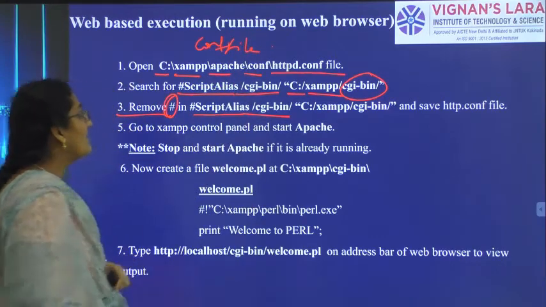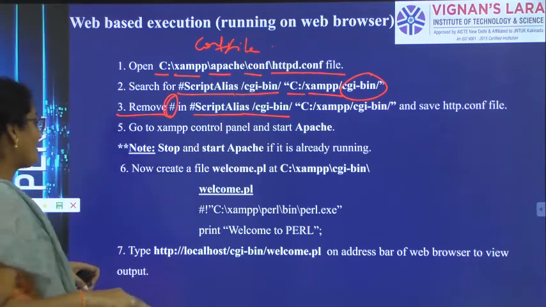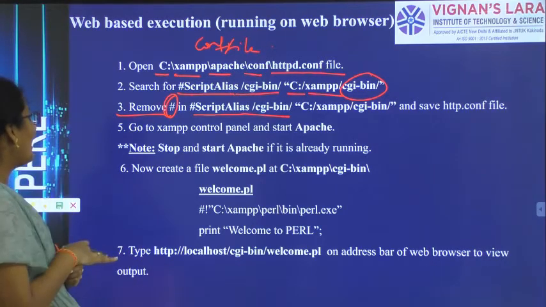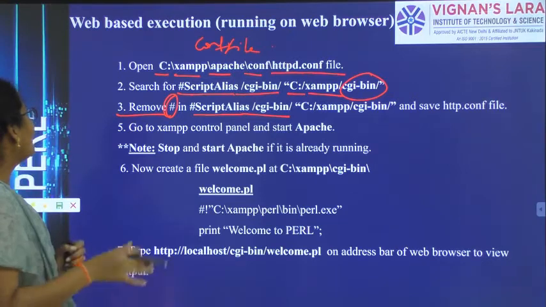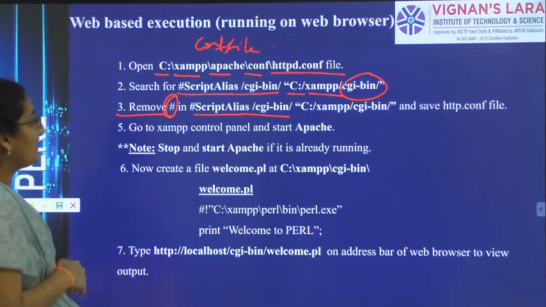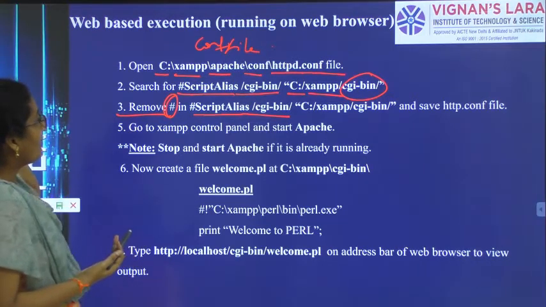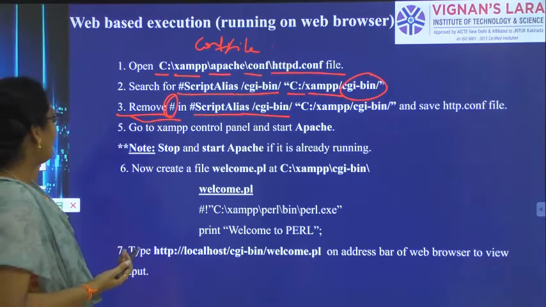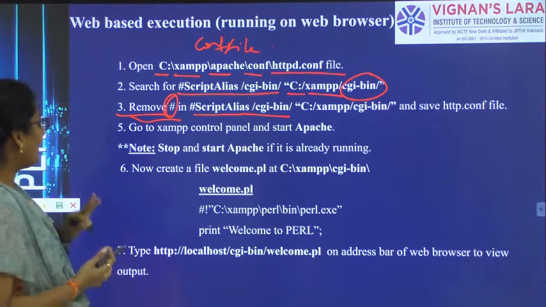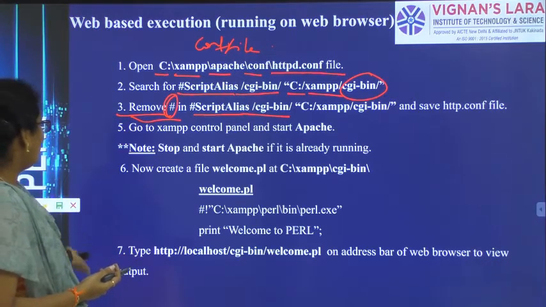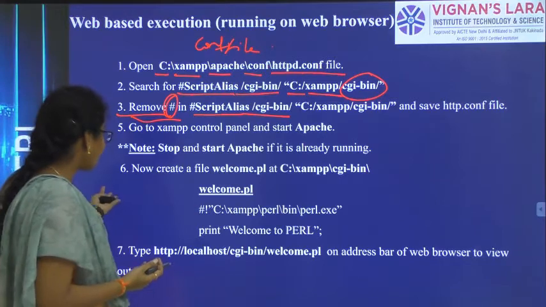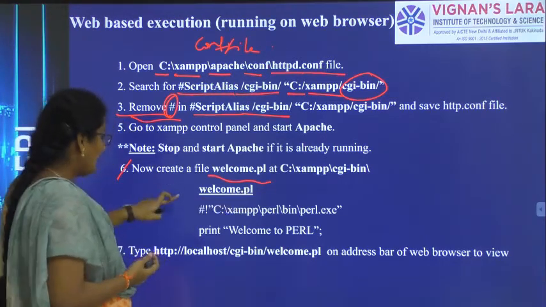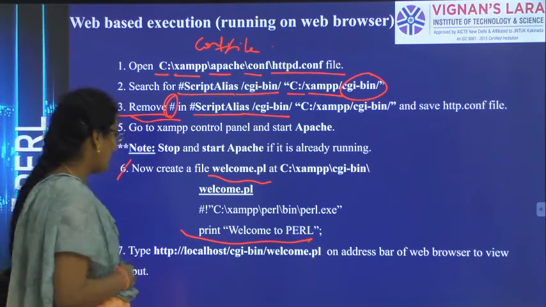So in web-based execution we will have a lot of steps. First you should start Apache and Tomcat, open the folders, identify where your conf file is, and remove the hash symbol in that. Then go to the control panel and start Apache, Tomcat, everything. Then you should create the file welcome.py. In that you should have the message welcome to parallel.